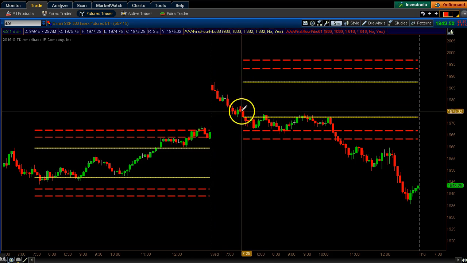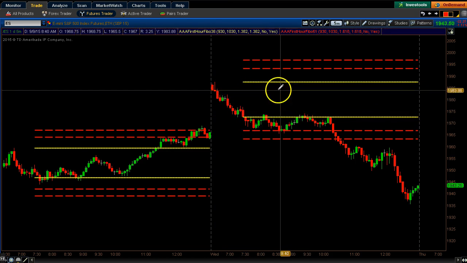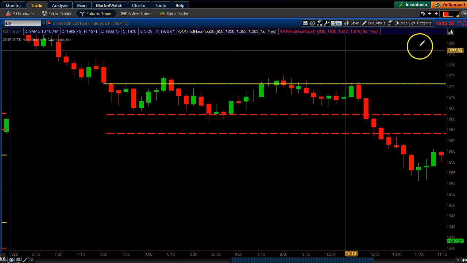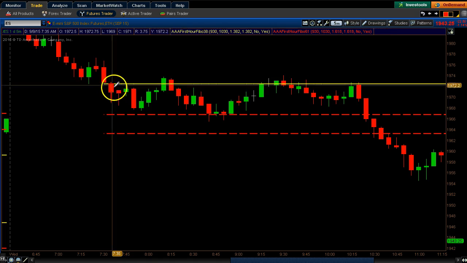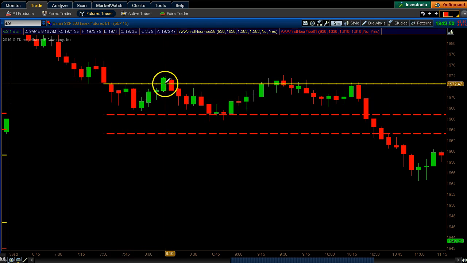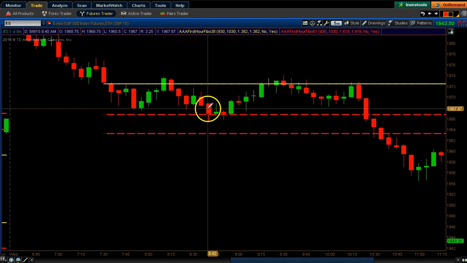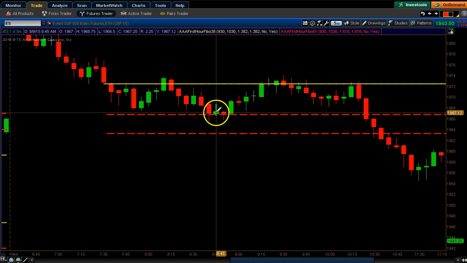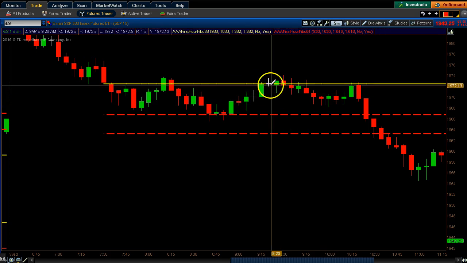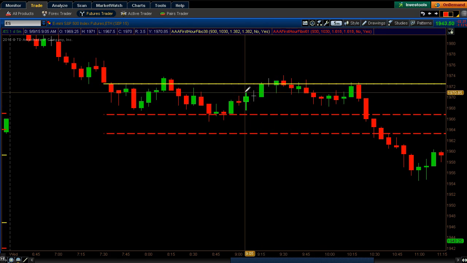So as you see, we fell, came down, and let me zoom in here. Price actually fell below. As we rally back up, it pops its head, it fails. It comes right down to the 38% retracement, finds support, rallies, fails. This is a great trade.